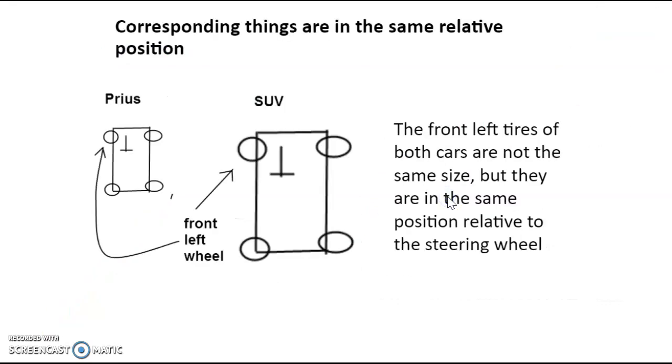All right, so when we say something is corresponding in the English language, corresponding things are in the same relative position. So for example, when you're talking about this Prius and this bigger SUV, the front left tire of both cars are not the same size, but they're in the same position relative to the steering wheel. It's just to the left of the steering wheel, right? Okay, so when something is corresponding, they're in the relatively same position.